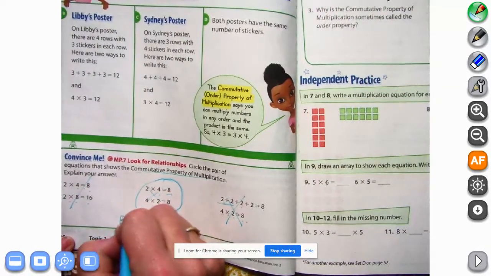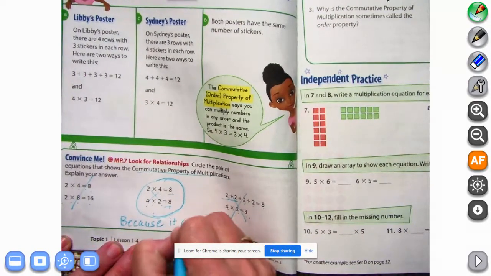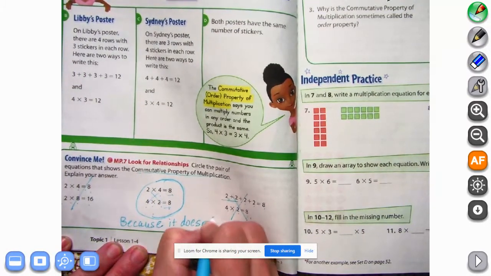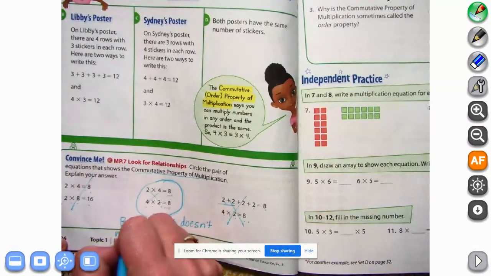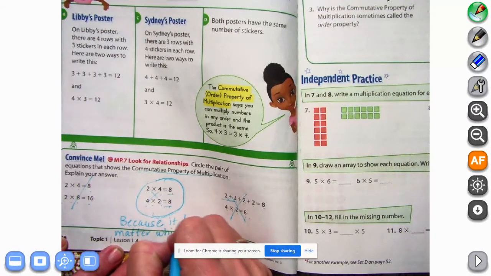Okay, because it doesn't matter which factor is first.